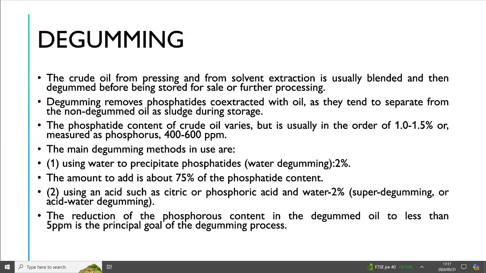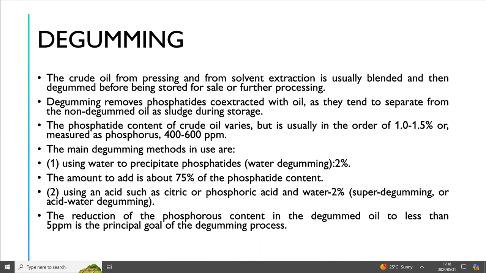So what's degumming? The crude oil from pressing and from solvent extraction is usually blended and then degummed before being stored for sale or further processing. Why do we do this blending? It's because these oils have different characteristics, hence you want to average out those attributes. Degumming removes phosphatides or gums co-extracted with oil, as they tend to separate from the non-degummed oil as sludge during storage. The phosphatide content of crude oil varies, but is usually on the order of 1.0 to 1.5%, or measured as phosphorus, it's from 400 to 600 ppm.